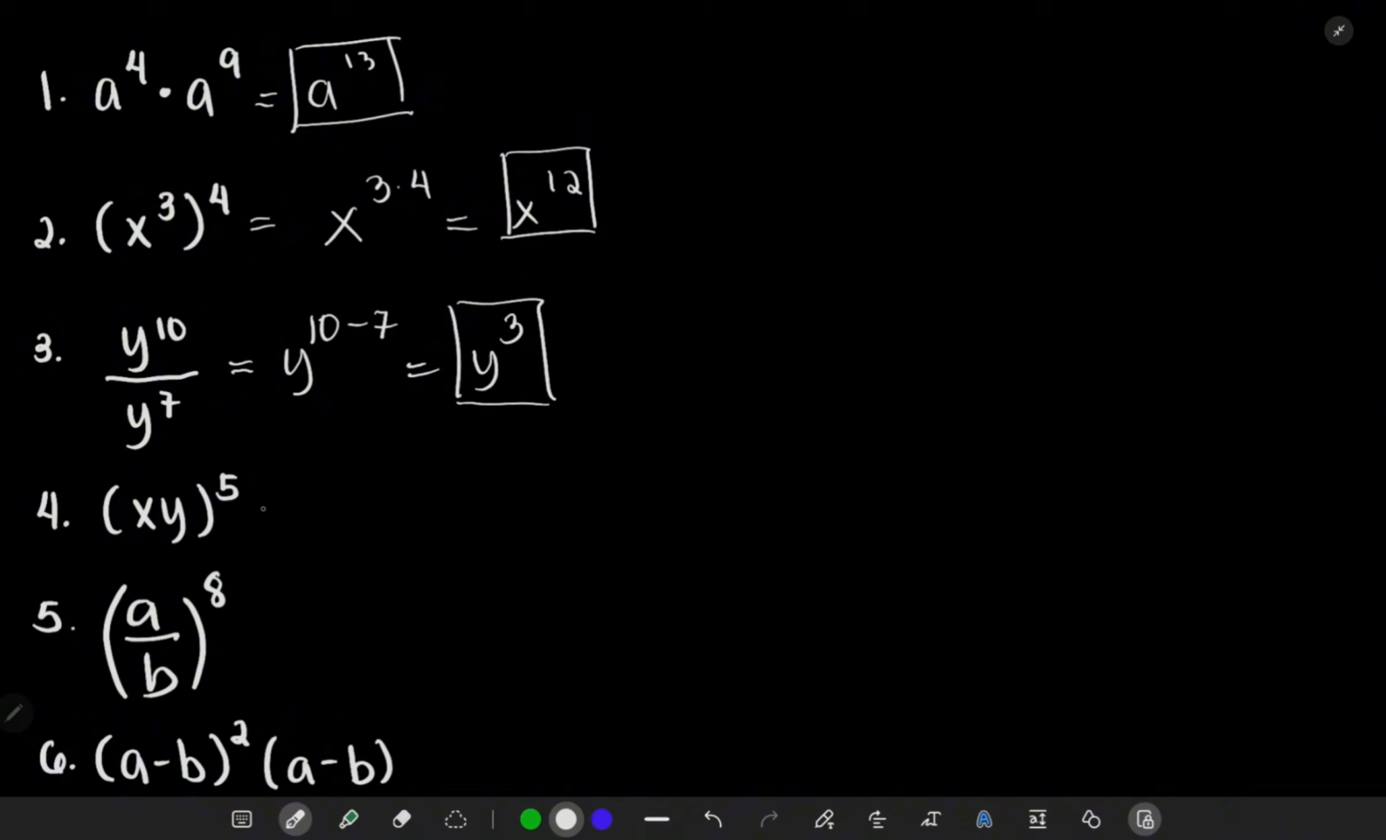And then for number 4, we can use here the power of a product. But before that, meron dyan yung nagtatago lang na invisible one na exponent sa ating variable. So that is equal to x raised to 1 times 5 is 5. And then y raised to 1 times 5, so that is 5.